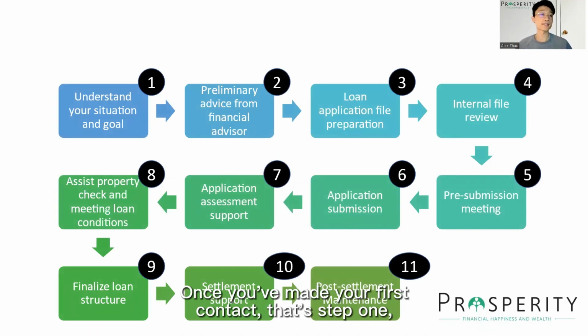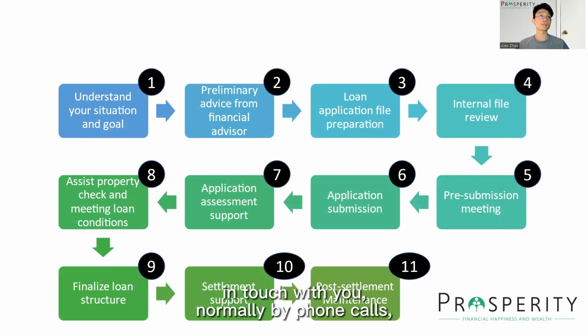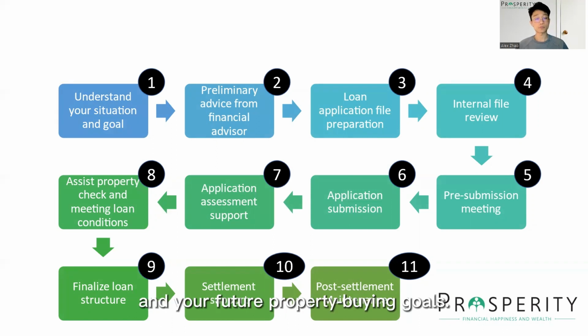Once you've made your first contact, that's step one. One of our client service specialists will be in touch with you, normally via phone calls. But if it's really hard to find a suitable time with you to have a phone conversation, we will also communicate with you via email. So during this step, the client service specialist will try their best to understand as much as possible your current situation and your future property buying goals.